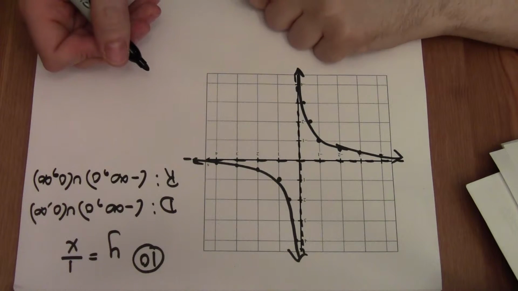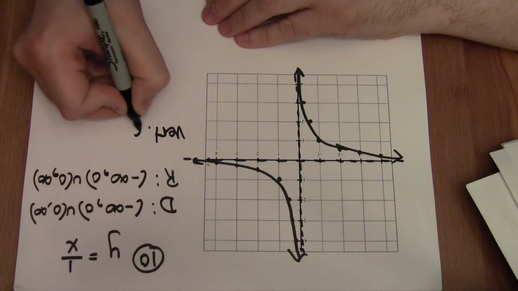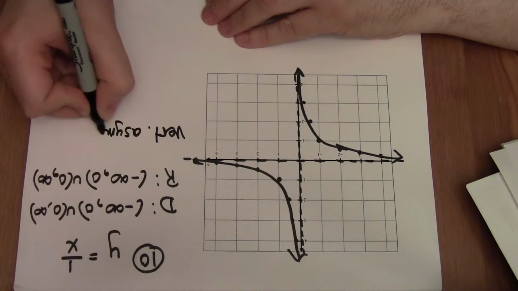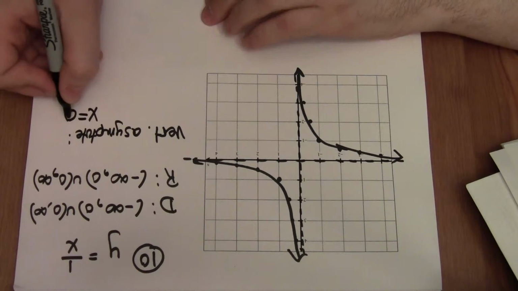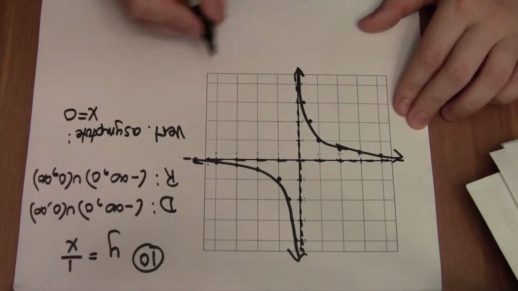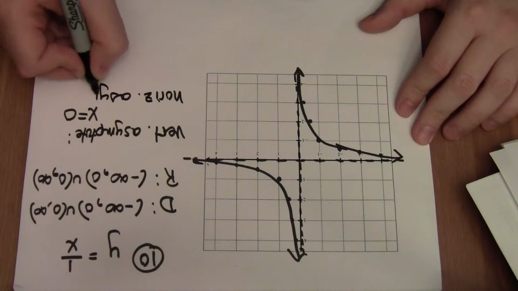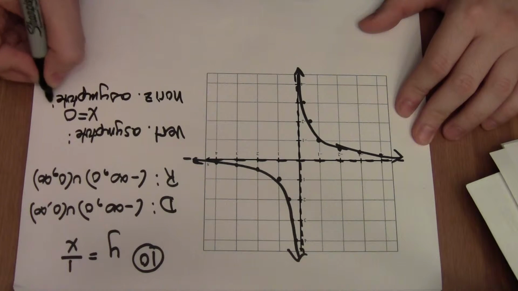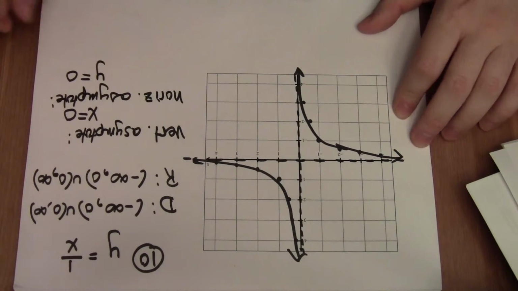I also want to give equations for the asymptotes here. I have a vertical asymptote on the y-axis. The equation is x equals 0 for that vertical line. I have a horizontal asymptote on the x-axis, and the equation for the x-axis would just be y equals 0, the horizontal line at a height of 0.